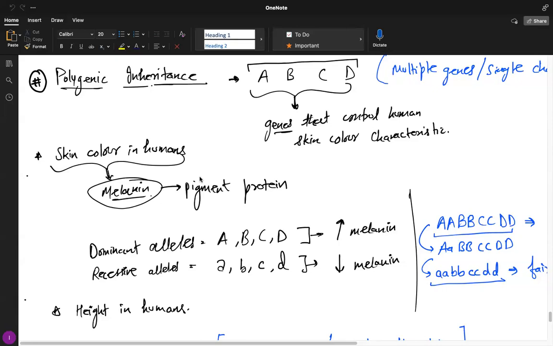So we learned about polygenic inheritance, which basically means when multiple genes are controlling one single character. Yes, if multiple genes are controlling one single phenotype, we should say. Okay, character. Yeah, correct. So we took the example of human skin color as it is given in the textbook.